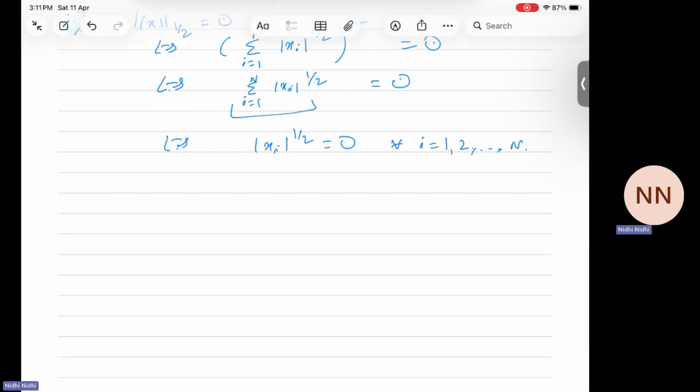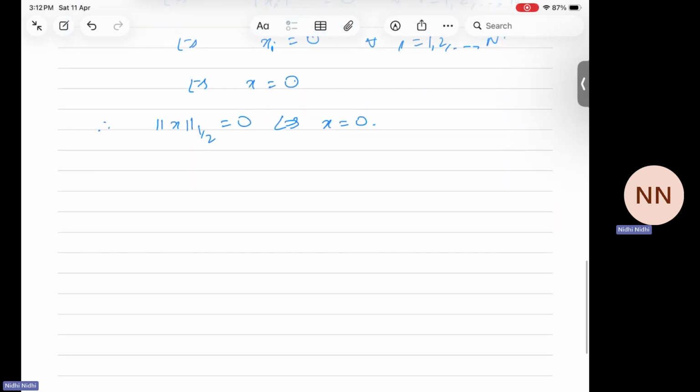Now, since the square root of some real number is 0 if and only if that number is 0, and modulus is 0 if and only if that number is 0, this implies that x is equal to 0. Therefore, we get that this is equal to 0 if and only if x is equal to 0. Hence, the second property also holds. In fact, you can see yourself that the third property will also be satisfied.